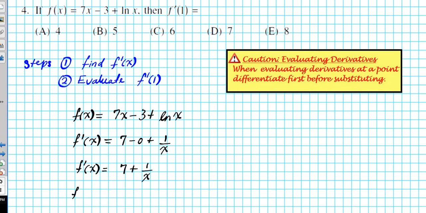Now the derivative at 1, we're now doing step 2, okay? The derivative evaluated at x equals 1 is 7 plus 1 over 1, which is 7 plus 1, and it gives us the answer 8. Option letter E is the correct answer for this problem.